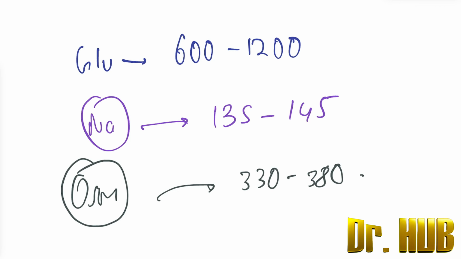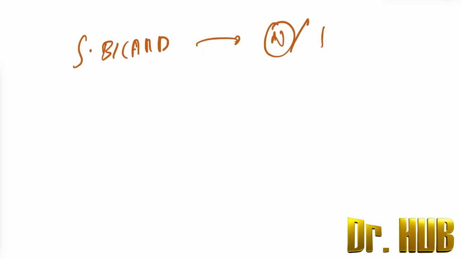Now looking at plasma ketones, we are writing it as PK. It is positive as well as negative. So what are the serum bicarbonate levels? The serum bicarb is going to be normal to slightly decreased.